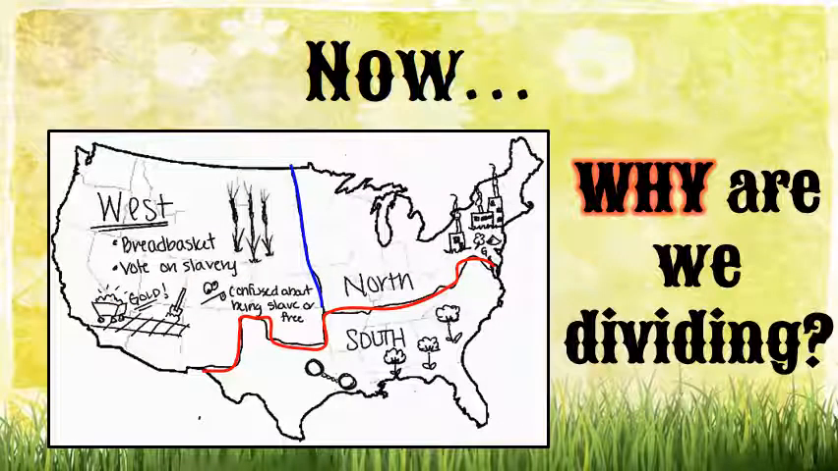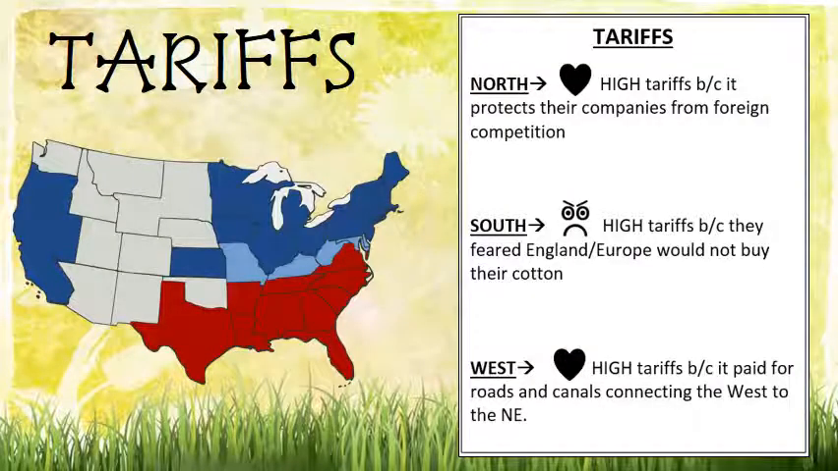All right, so now that we know the different sections of sectionalism, let's talk about why we have these sections. Why are we dividing? Why can't we stay united as a country? Tariffs are our first major topic over why we are dividing. We've actually talked about this already, but we're going to get into it again because it is considered one of the things that lead up to being divided, leading up to the Civil War.